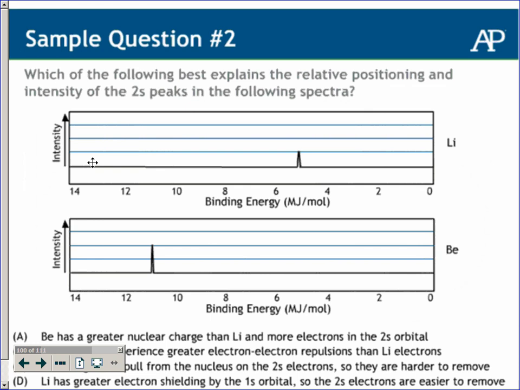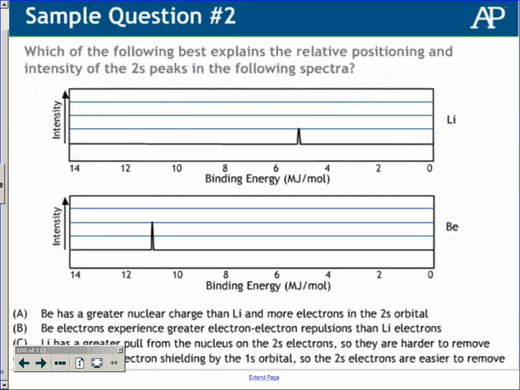This explains the relative intensity of 2s for the following: lithium and beryllium. So you have A, B, C, and D. Here's your letter scheme: A, okay, B, C, and D. All right, go for it.